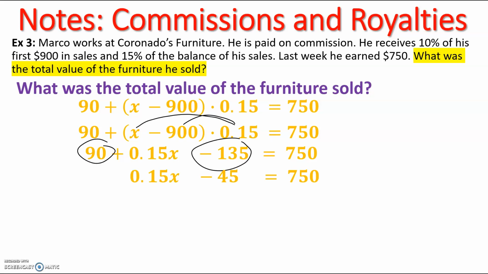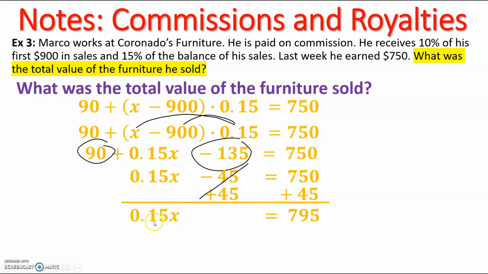Now our goal is to solve for x. So we're going to get rid of the minus 45 by adding 45 to both sides of this equation. The negative 45 and plus 45 will eliminate, leaving us with 0.15x is equal to 795.